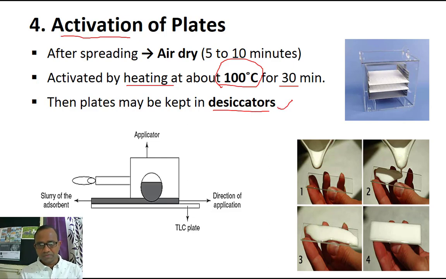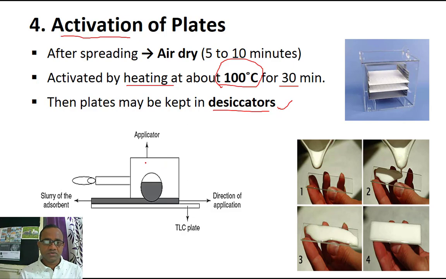Removing the moisture is very important. Otherwise, it will interfere with the sample molecules. Therefore, we need to dry the plates completely so that the separation and the creation of the spots can be very clear and crisp, right?